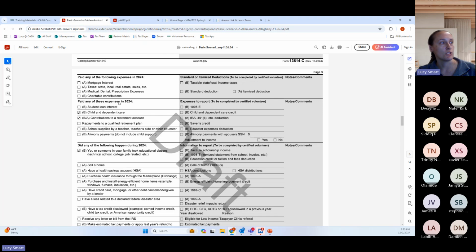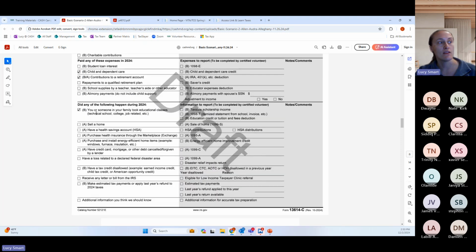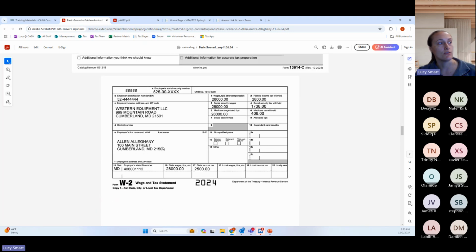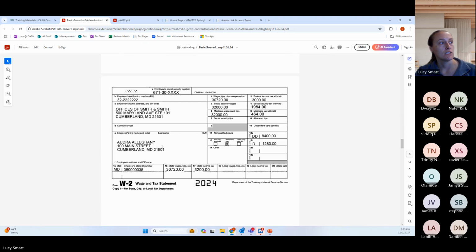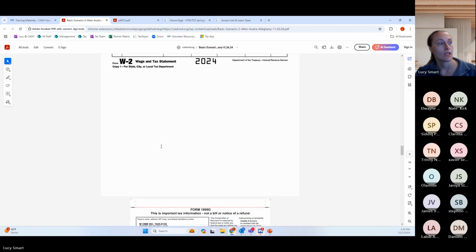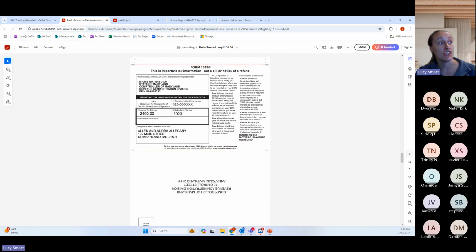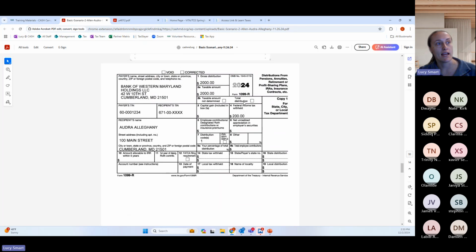On this page, we would double check, make sure this is all correct. They did have child and dependent care expenses. They did make contributions to a retirement account. And someone in their family took educational classes. They brought us a W-2 for Alan, a W-2 for Audra, a Form 1099-G with an amount in box 2, which is a state tax refund, a Form 1099-R for retirement distribution. We do have the taxable amount, and it's a code 1, which means it's an early distribution.